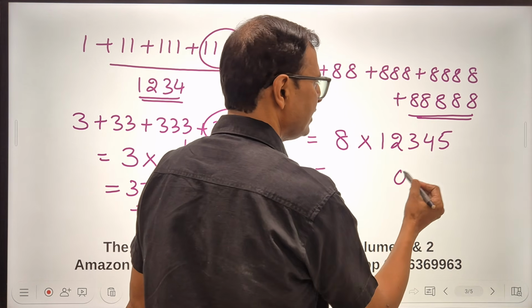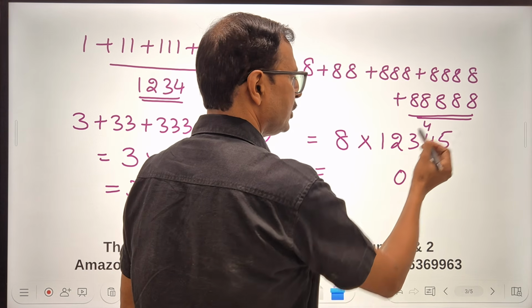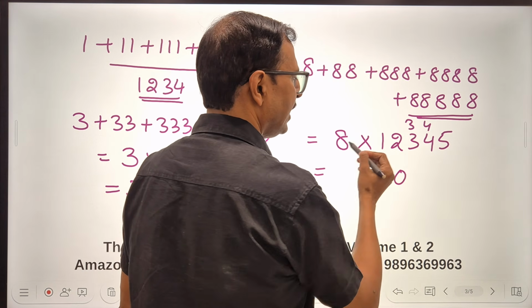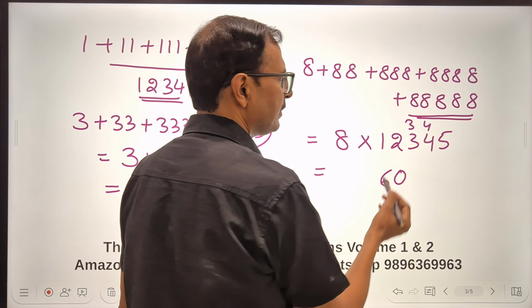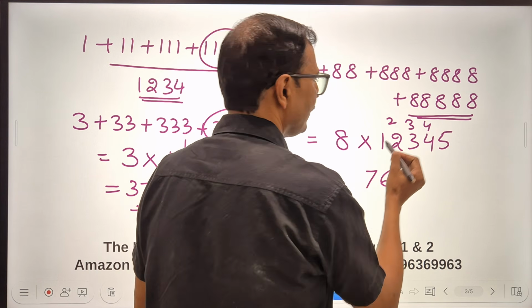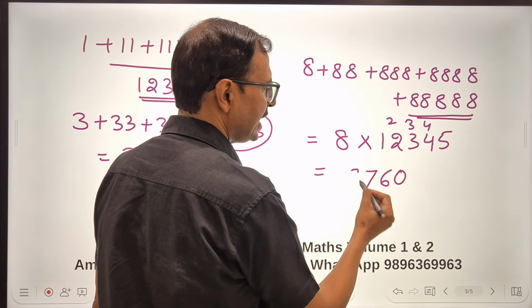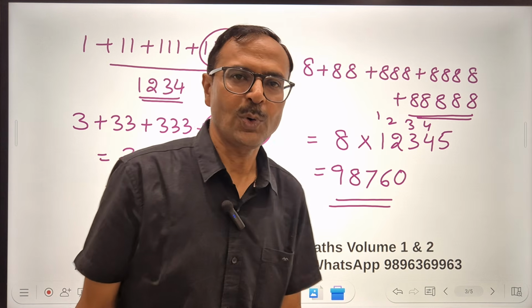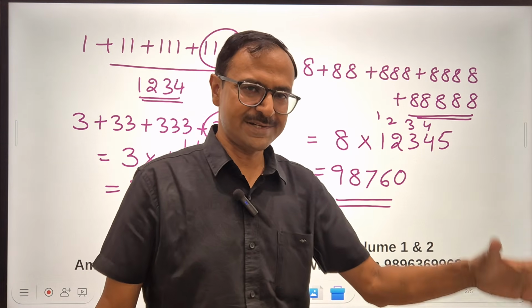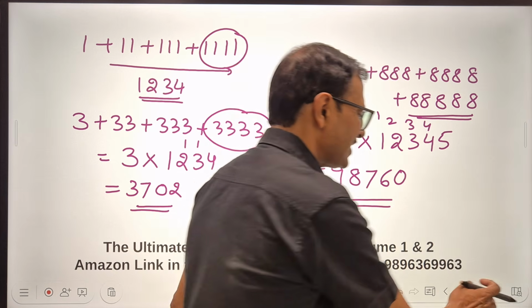8 5s are 40, 8 4s are 32, 36, 8 3s are 24, and then plus 3 is 27, so 8 2s are 16 plus 2 is 18, 8 1s, carry, and then the 9. 98760 is the sum of all these 8s. Let's get into decimals also.